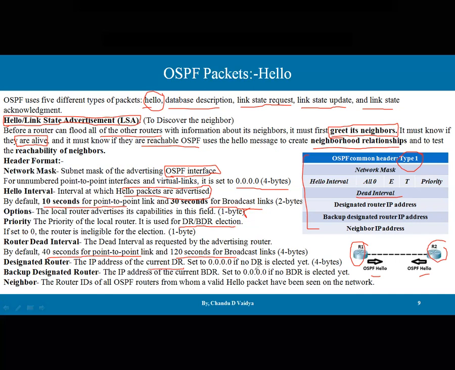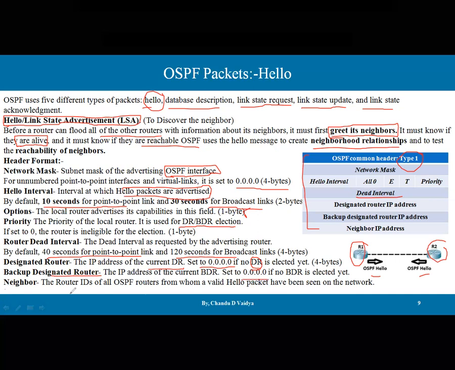Okay, so the DR is generally elected on the basis of some criteria, like a loopback address, priority, and then the highest IP address. But initially it is set to 0.0.0.0 if no election has happened. The backup designated router is the same; it is initialized to 0.0.0.0 if no election has happened.